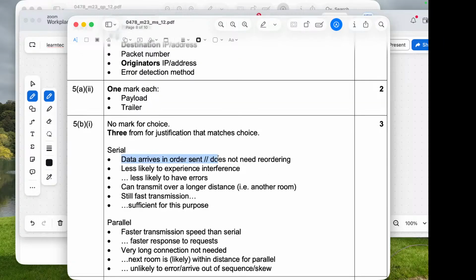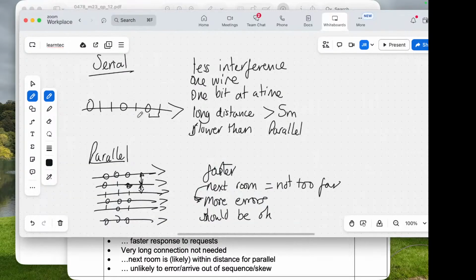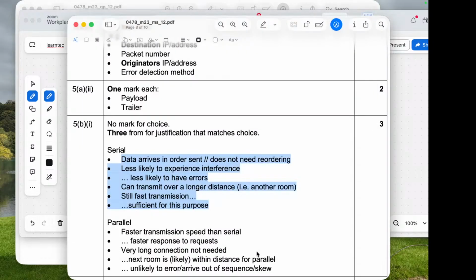so if you said serial, they've got the data arrives in the order that it's been sent. So that's something I didn't mention actually. Yeah, the data arrives in the order it's been sent. And actually the parallel can get out of sync. So you might get it slightly skewed in that sense. And it's less likely to have errors with serial. You can transmit over longer distances, still fast transmission, sufficient for this purpose. So you can sort of justify it.